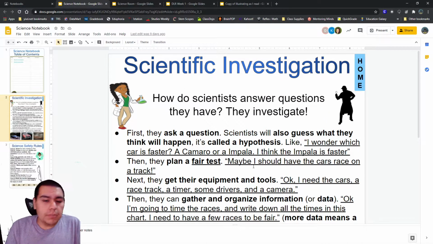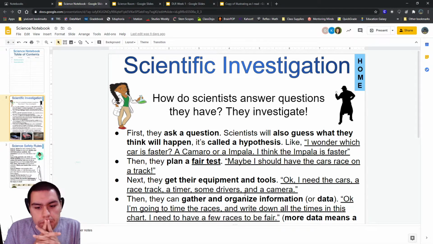So we have an example. They might see two different cars. In this case, they have a Camaro and an Impala they're looking at. And they might think to themselves, I wonder which of those cars is faster, the Camaro or the Impala? And then they'll have an idea, a hypothesis. Well, just looking at them, I think the Impala is going to be the faster one.